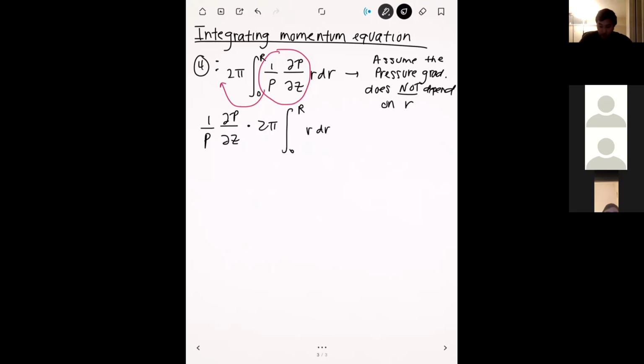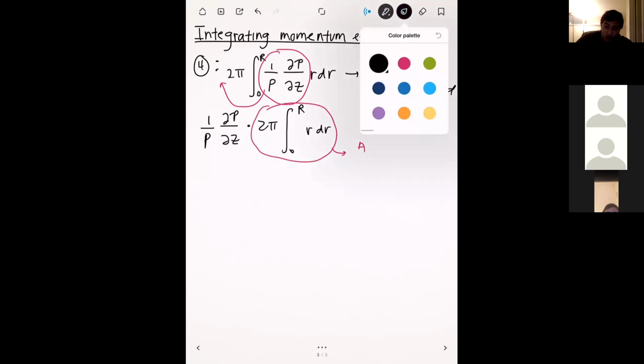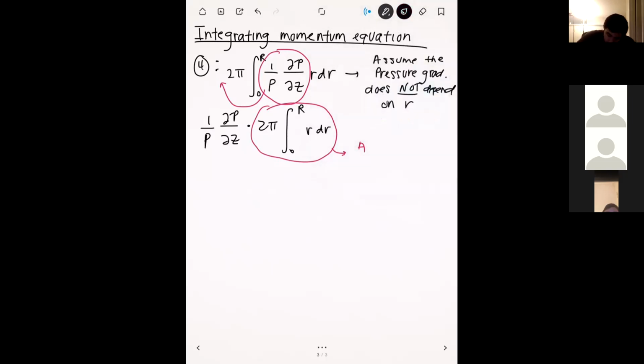These quantities right here, 2 pi times the integral from 0 to big R of r dr, are exactly the same as the cross-sectional area of the vessel, right? So let's substitute A for that, and we get the following expression for integral 4. Integral 4 is simply A over rho, partial P, partial Z. So nice and simple, there's nothing more that we need to do for this.